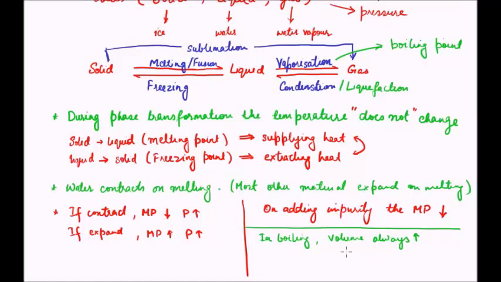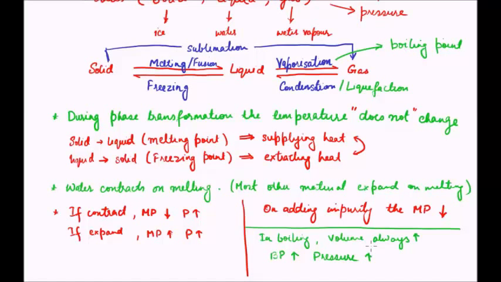Now let us see the effect of pressure on the boiling point. Since there is no partition like contraction or expansion, it always expands. So the boiling point also follows a single trend, which is the boiling point increases when the pressure is increased. So if you increase the pressure of something, then its boiling point will increase.